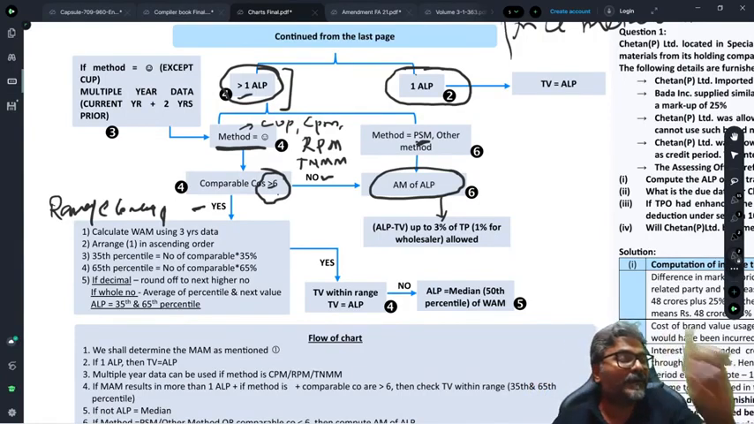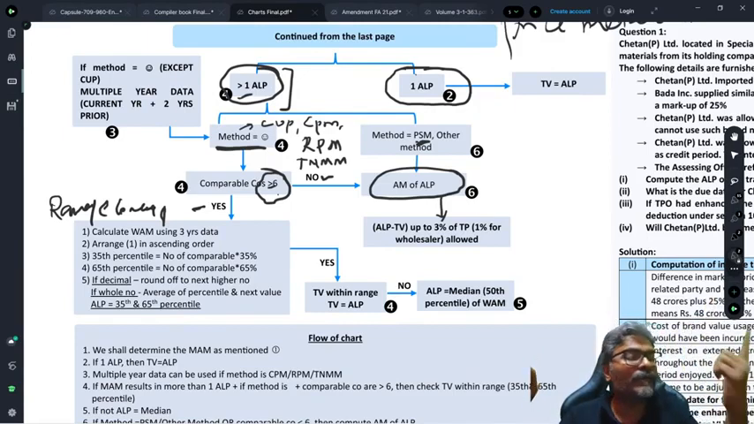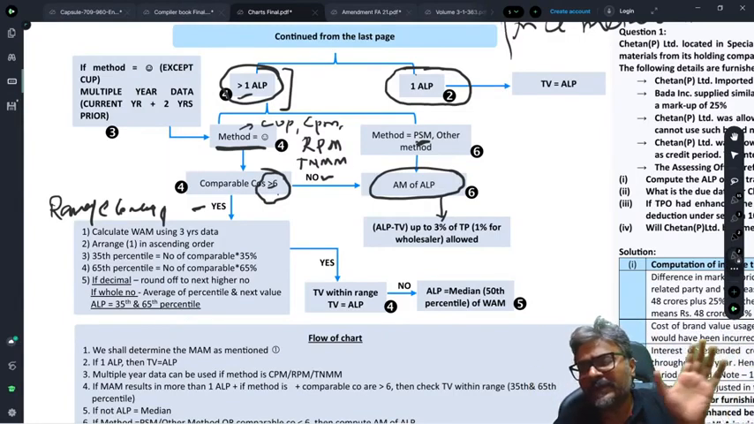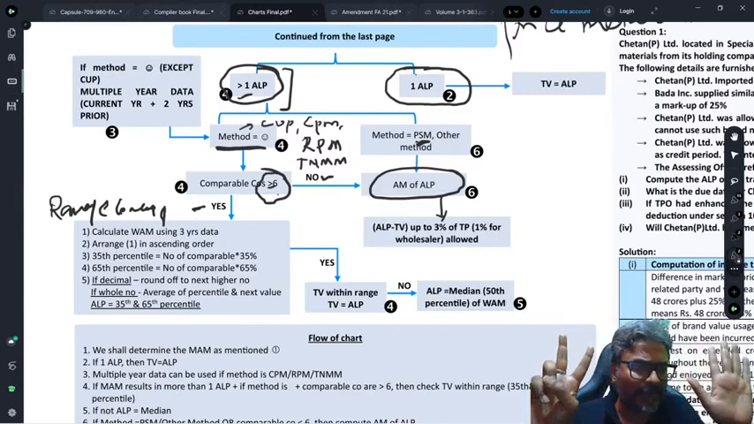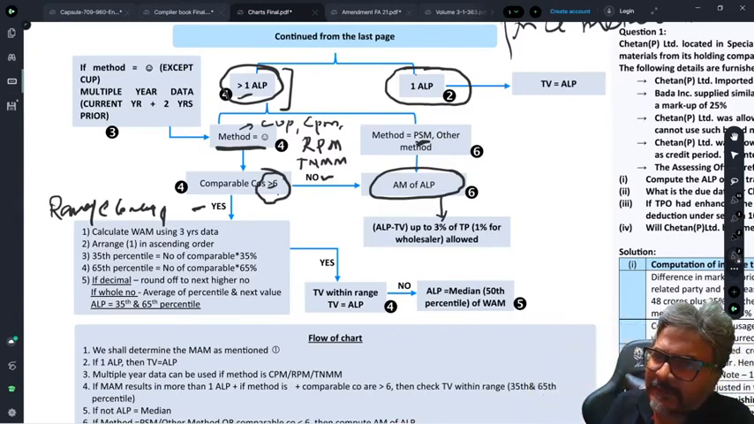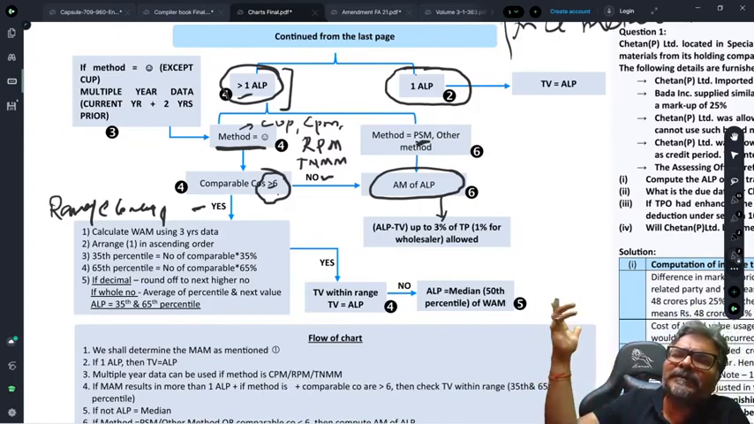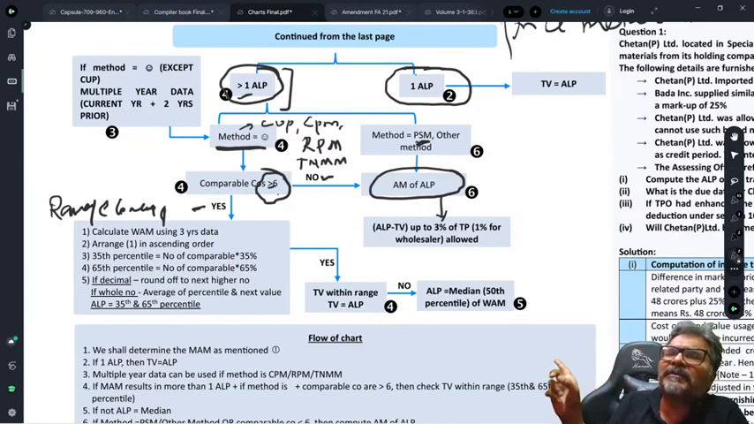That is the first range that you have got, at 35% of the data set. The next is your 65% of the data set, which is 7 in my example. Take that. So 7 into 65, 4 point something, which you will take to the next number, which is 5.